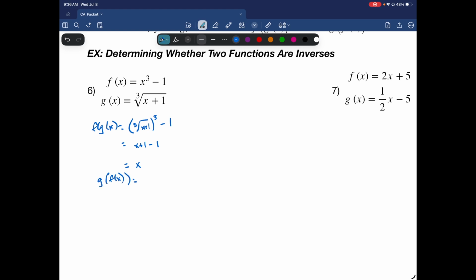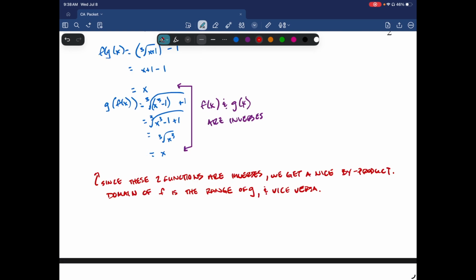That's going to be the cube root of x cubed minus 1 plus 1. I drop the parentheses and get x cubed minus 1 plus 1, cube root of that. This is the cube root of x cubed, which is just x. I plugged the second function into the first and got x, and then plugged the first function into the second and also got x. Because they both equal x, f of x and g of x are inverses, and because they're inverses, we get a nice byproduct: the domain of f is the range of g and vice versa.